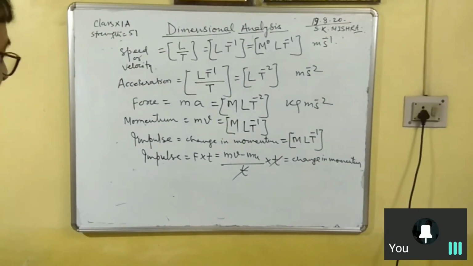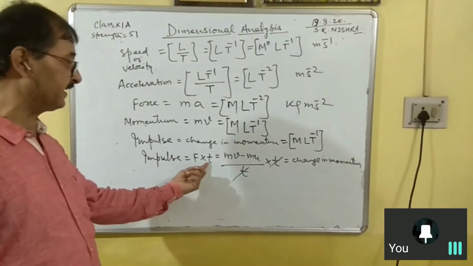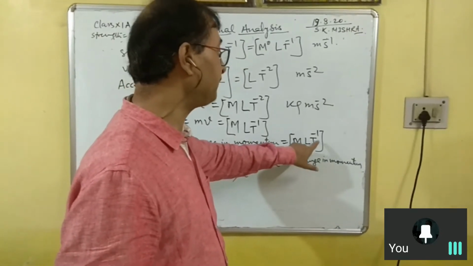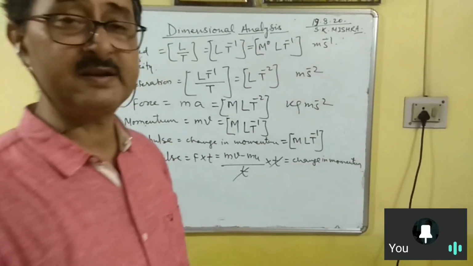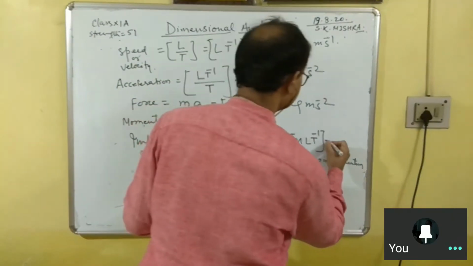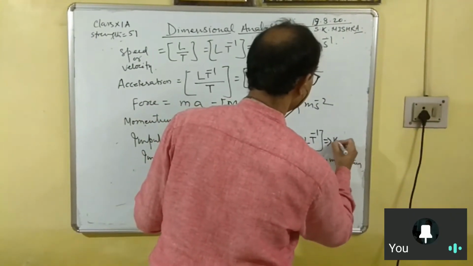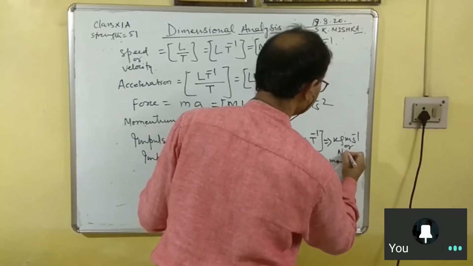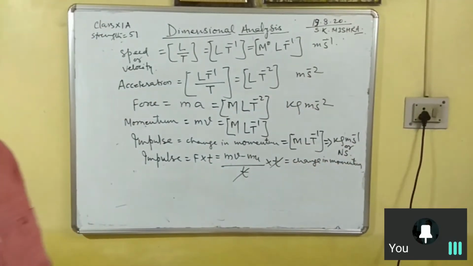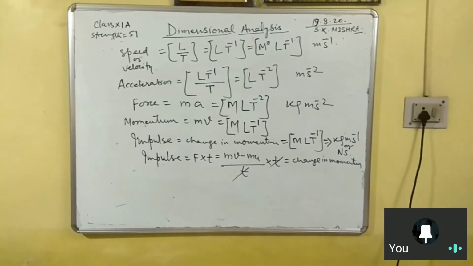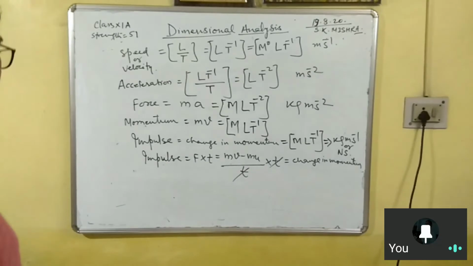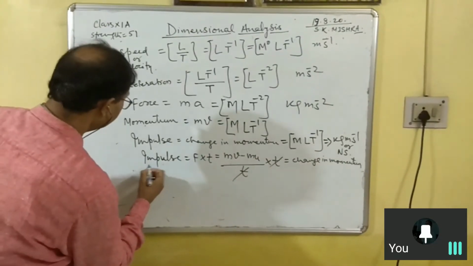Now you can write the unit of impulse also, Newton second, or you can write the unit in kg meter per second also. This unit is kg meter per second, also known as Newton second, N s. N for Newton, force, s for second, time. Force into time. Now, impulse and then work done.